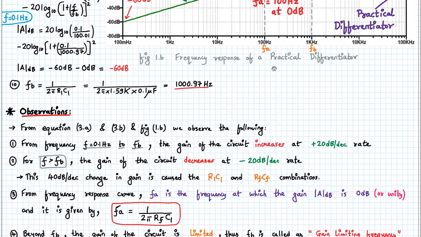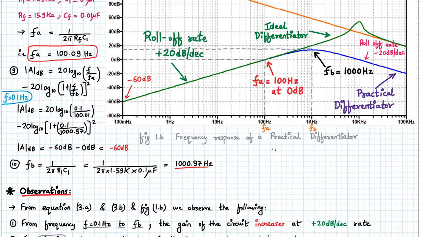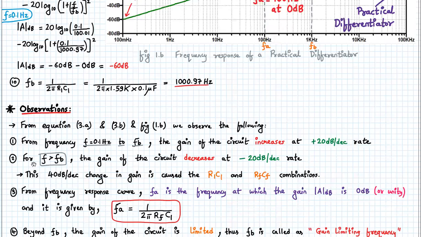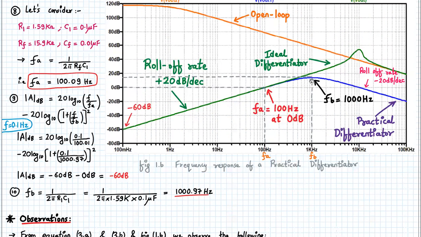Okay, so yeah, it is true. The gain of the circuit increases at a constant roll-off rate of plus 20 dB per decade from 0.1 hertz to FB value. Now, for frequencies greater than FB, the gain of the circuit decreases at the rate of minus 20 dB per decade. Especially for a practical differentiator, which is the blue color curve, you can see this blue curve is almost merging with the green ideal differentiator curve at values lesser than FB, almost lesser than FA. It will be almost matching and slightly deviating from FB onwards.